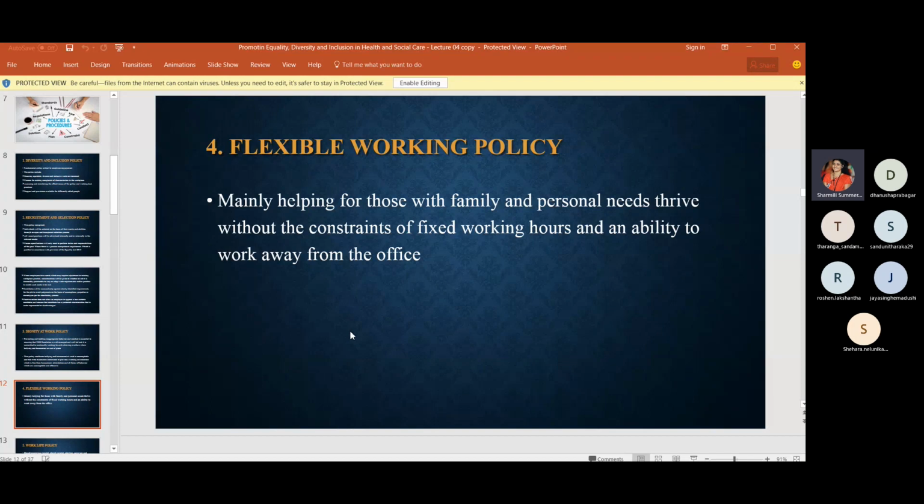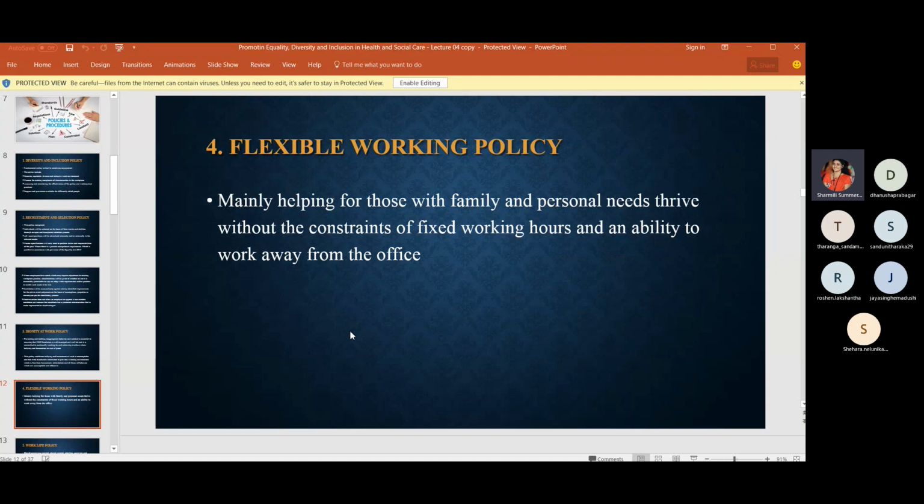So this flexible working policy, you can claim it, because each and every institution needs to have this flexible working policy as well. Mainly it helps those with family and personal needs thrive with the constraints of fixed working hours, and gives an ability to work away from the office.